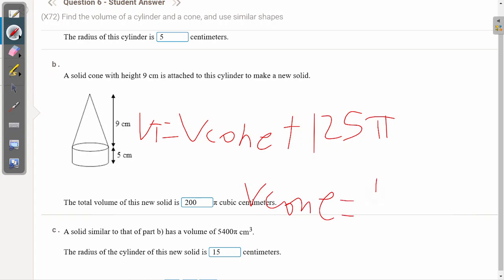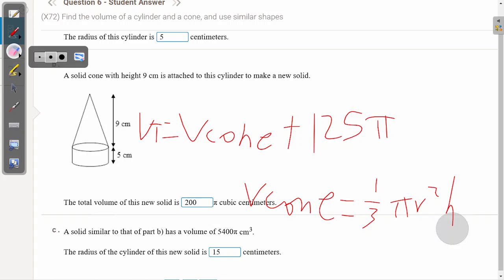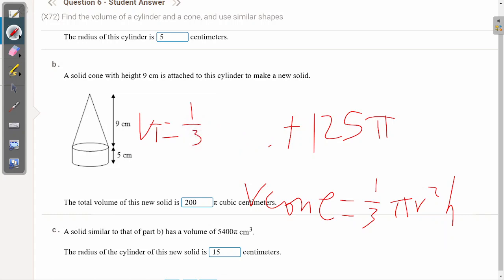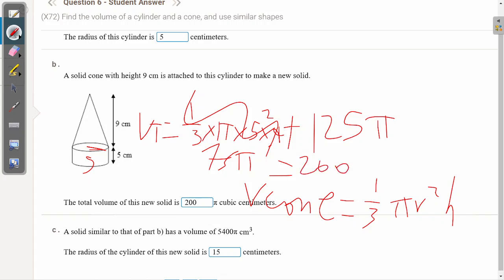It's equal to 1 over 3 pi r squared times height. It's the same as the cylinder, but a third of it. So let's write it. 1 over 3 times pi times r squared. This is the radius, the same as the one of the cylinder. It's 5. So 5 squared times the height, which is 9. You will get 75 pi, my bad, plus 125 pi, which will be equal to 200 pi.